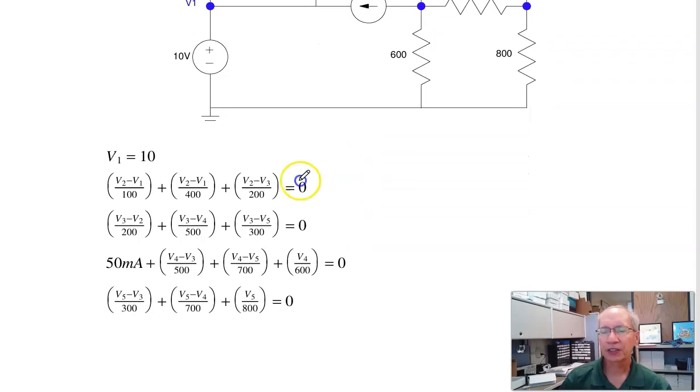Quick way to check your answers, at each node, like node 3, all the V3s are positive, everyone else is negative, and the units match up. Volts equals volts. Volts over ohms gives you amps. Amps plus amps plus amps, amps, amps, amps. Units match up, no sign errors, probably got it right.